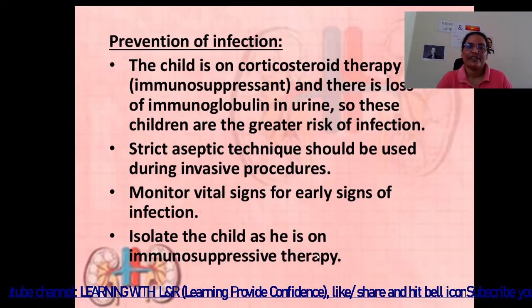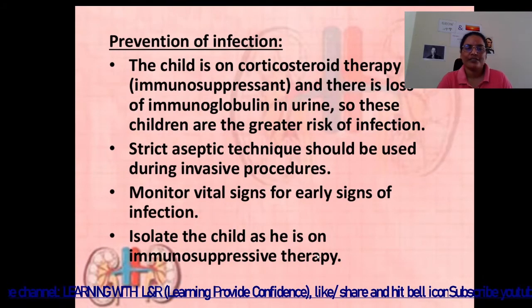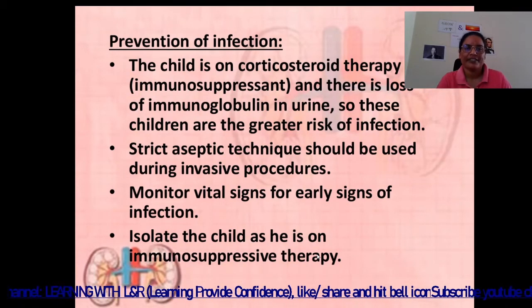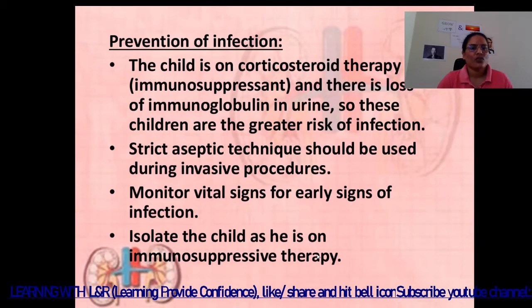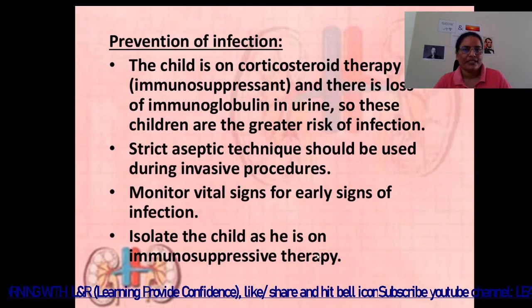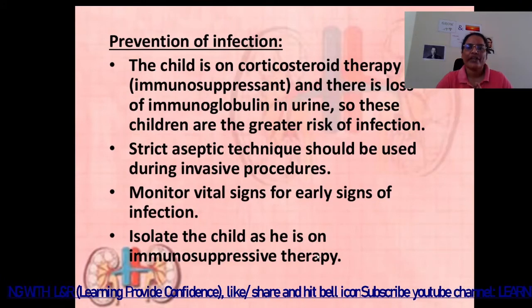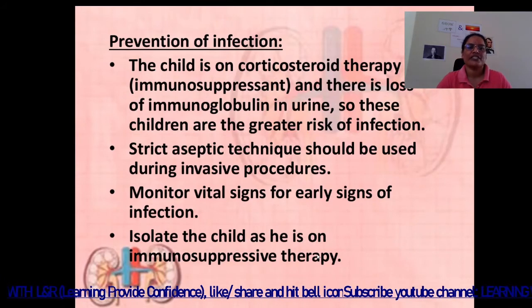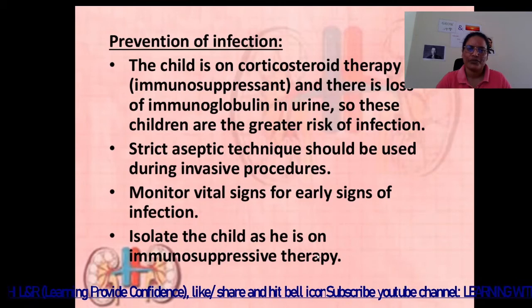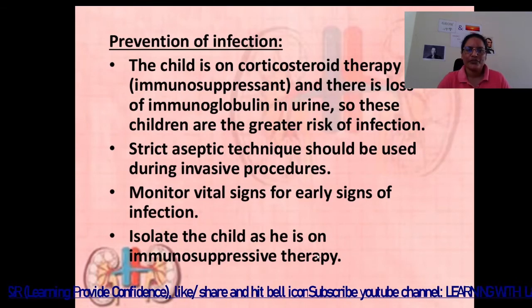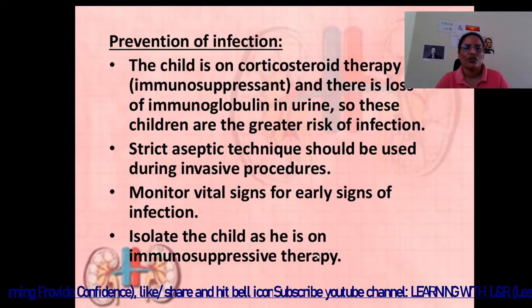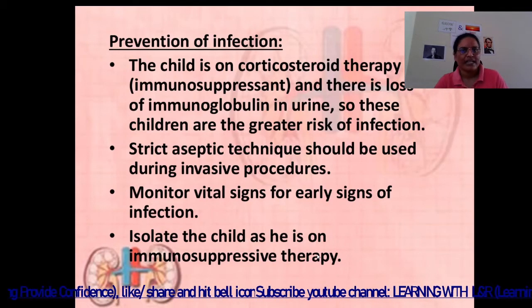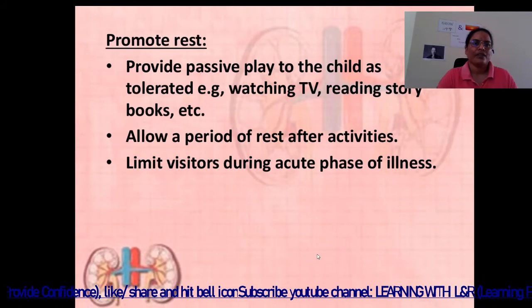Then prevention of infection. How do we prevent the child from becoming infected? The child is on corticosteroid therapy and there is a loss of immunoglobulin in urine. So these children are at greater risk of infection. Strict aseptic technique should be used during invasive procedures. Monitor vital signs for early signs of infection. Isolate the child as he is on immunosuppressive therapy, that is corticosteroid therapy.